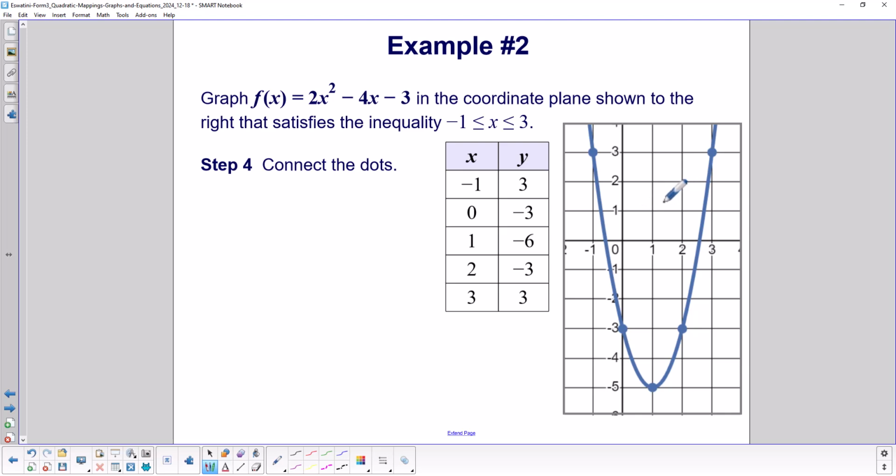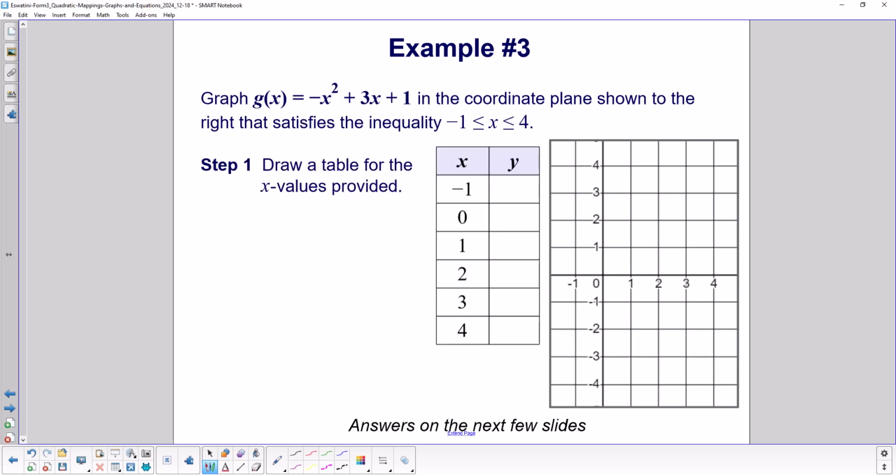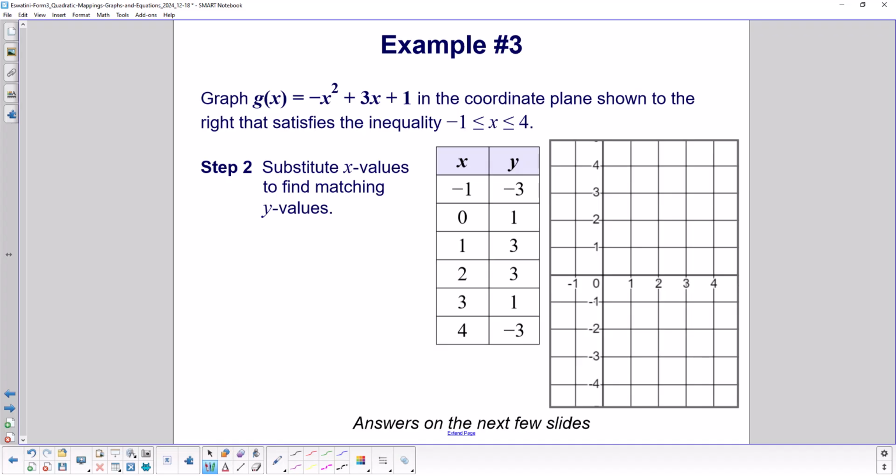We have a parabola. Example 3. Graph g of x equal to -x squared plus 3x plus 1 in the coordinate plane shown to the right that satisfies the inequality -1 less than or equal to x less than or equal to 4. Draw a table for the x values provided. So we start at -1 and wind up with 4. So -1, 0, 1, 2, 3, 4. Substitute x values to find the matching y values.